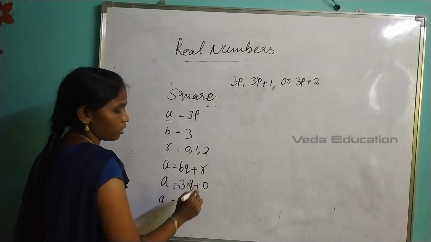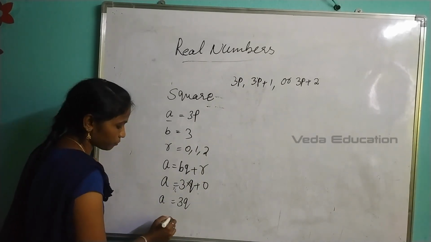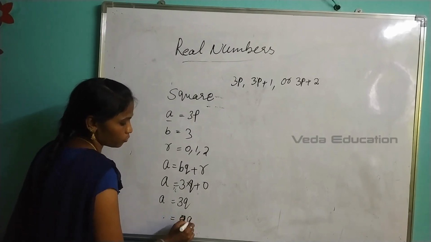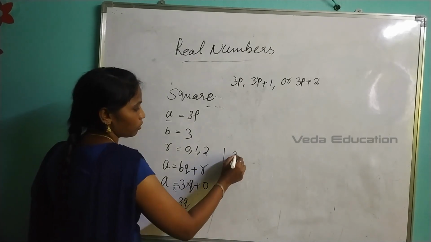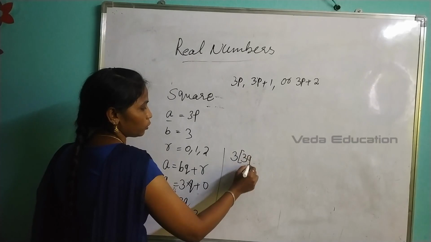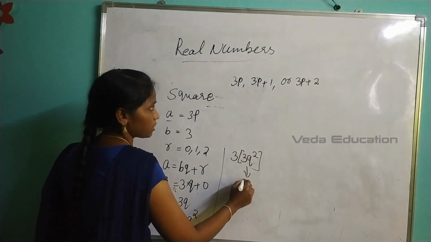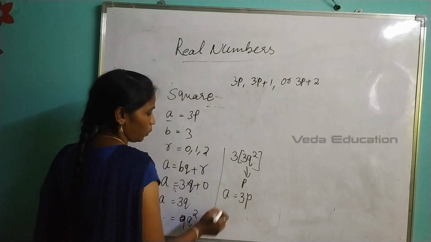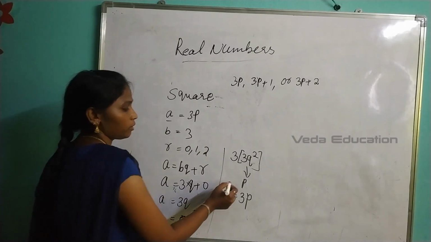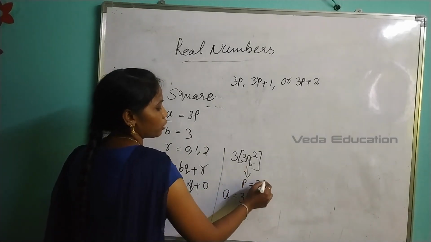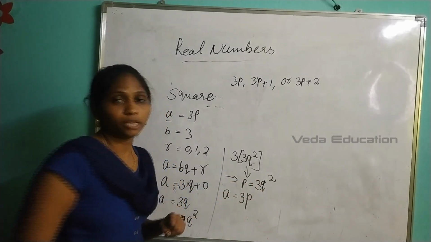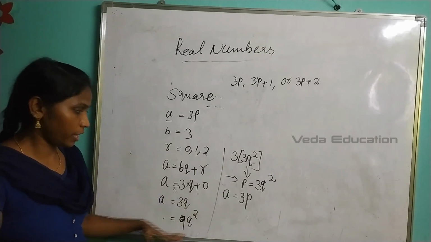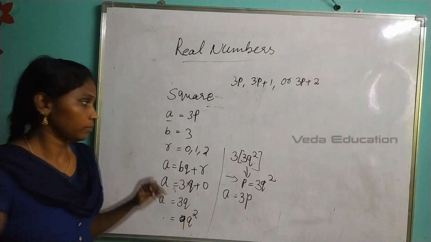So a equals 3q. Now square it on both sides. You get a square equals 3 square is 9, and q square. Now take 3 common: 3 times 3q square. Now let us assume this one as p, that is, p equals 3q square. Now a square is in the form of 3p. So after squaring, we got a square equals 3p.